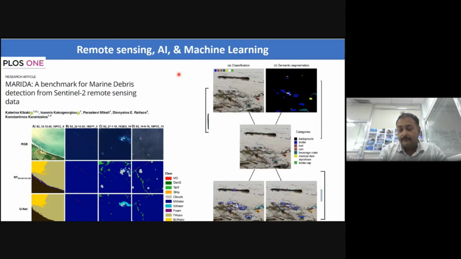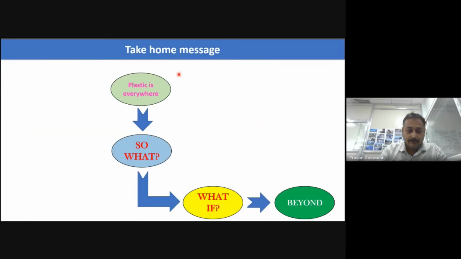So these are some glimpses that the authors showed of how machine learning tools can be used to classify debris in the marine environment. If we have more information based on remote sensing, it will be easy to conduct ocean cleanup or beach cleanup, and we can stop distribution of plastics during flood events or even during cyclonic storms.